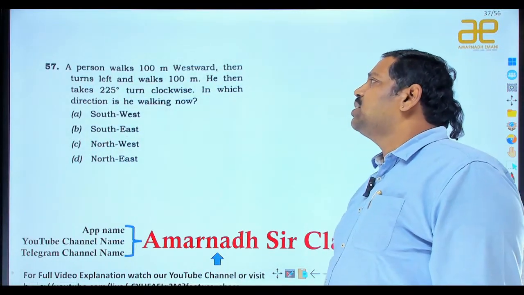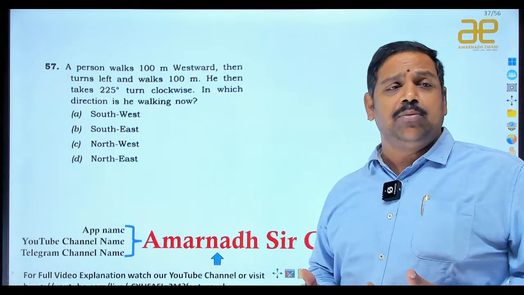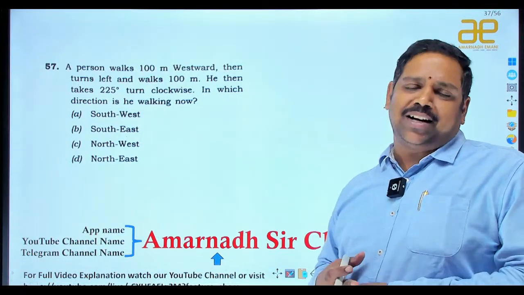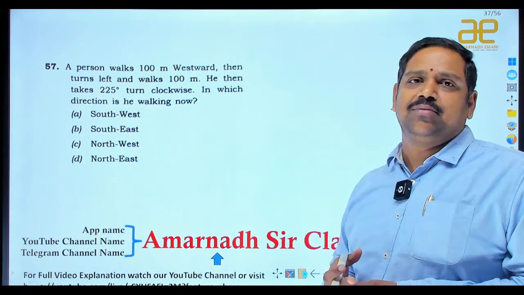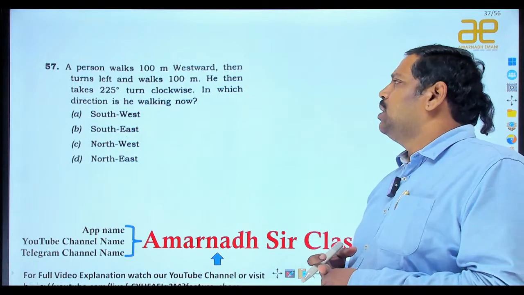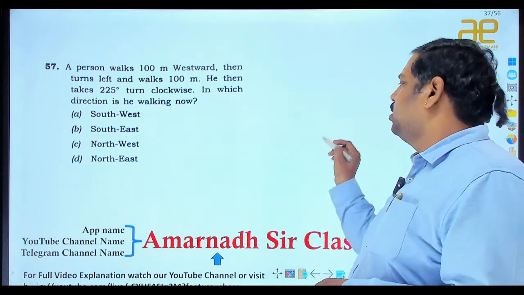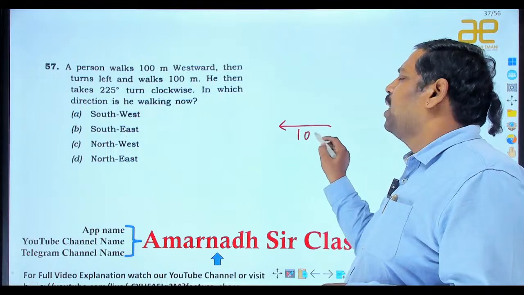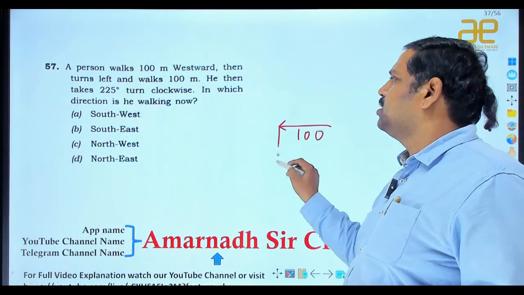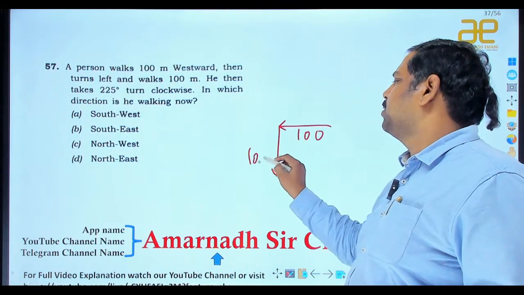A person walks 100 meters westward. Luckily this time you got 2 questions from directions also. 5 marks from directions. Very easy. A person walks 100 meters westward, 100 meters west. Then turns left, this is the direction, and walks for 100 meters.